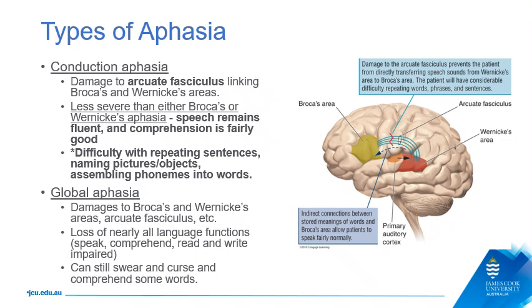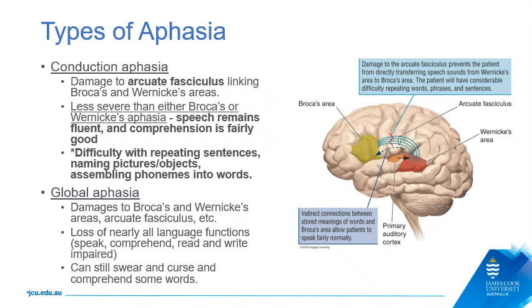And now we go to the third aphasia, which is called conduction aphasia. It is called conduction because of damage to the arcuate fasciculus linking Broca's and Wernicke's area. It is less severe than either Broca's or Wernicke's aphasia, right? So the speech remains fluent, and comprehension is fairly good. There is difficulty with repeating sentences, naming pictures, objects, and assembling phonemes into words. So there are some phonological deficits.